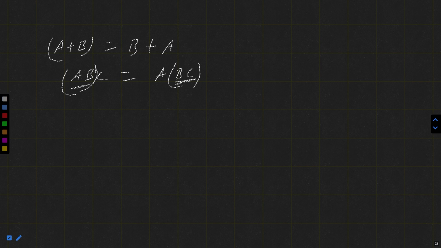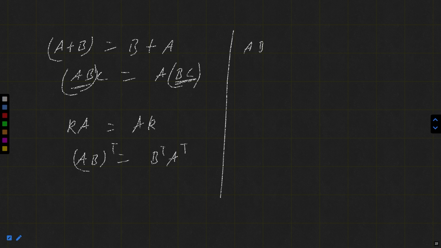Clear? Now some of the scalar properties. So KA is the same as AK. Now A transpose, you all know what we mean by A transpose. So (AB) whole transpose is the same as B transpose A transpose. Clear? Now the inverse also: (AB) whole inverse is the same as what? B inverse A inverse, the same pattern. So we interchange, as you can see, B transpose A transpose. Here we are also interchanging.